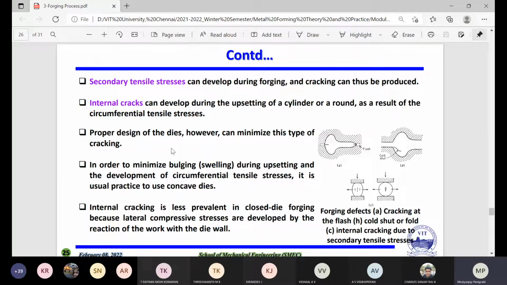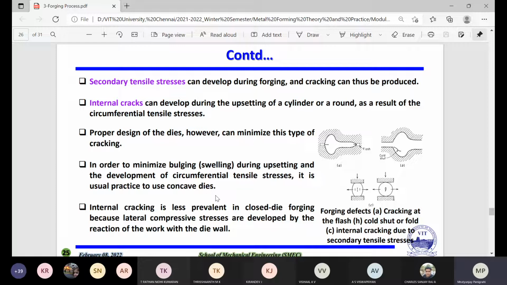However, you can minimize the internal cracking. In order to minimize the plugging or the swelling during the offsetting and the development of the circumferential tensile stress, it is usual practice to use concave dies. So that means whenever you are thinking about the proper design, you can also think about what kind of dies you will make.